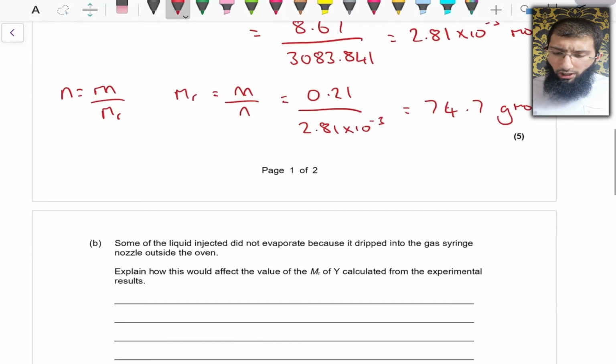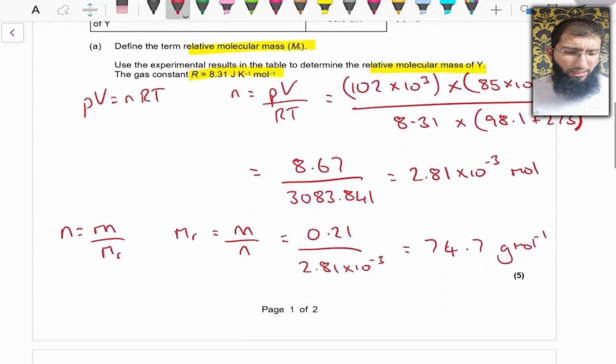So we've worked out the MR. We haven't given the definition for the term relative molecular mass, but the relative molecular mass is simply defined as the weighted mean mass of a molecule, of a compound, relative to 1/12 the mass of a carbon-12 atom. So that would be our mark for the definition.